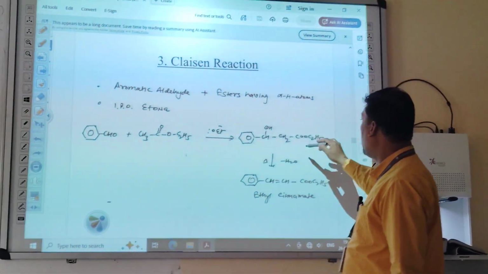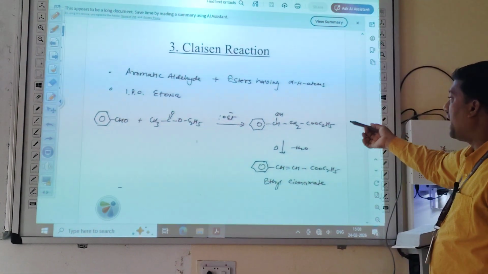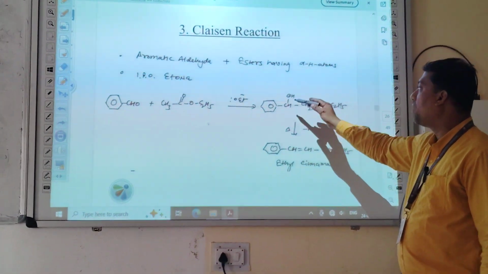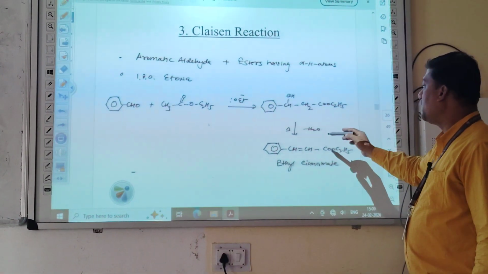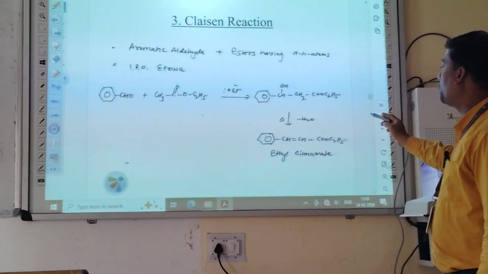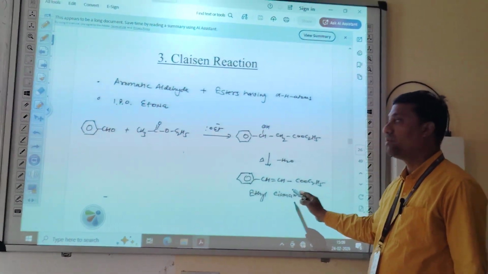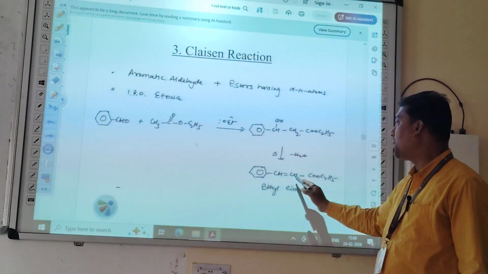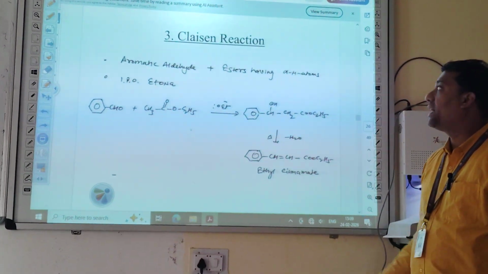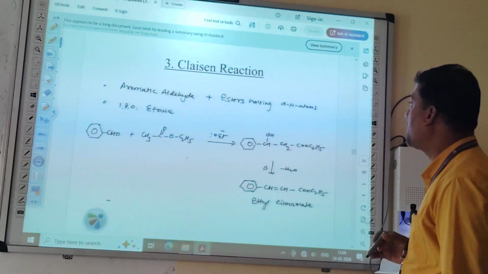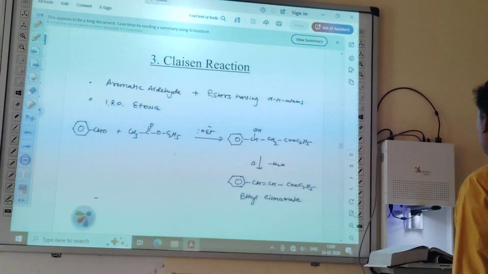It will form the beta hydroxy compound. Then, by elimination of water, it will form ethyl cinnamate. It is also an alpha beta unsaturated compound. Here the double bond is between the alpha and beta carbon. This naming reaction is known as the Claisen reaction.